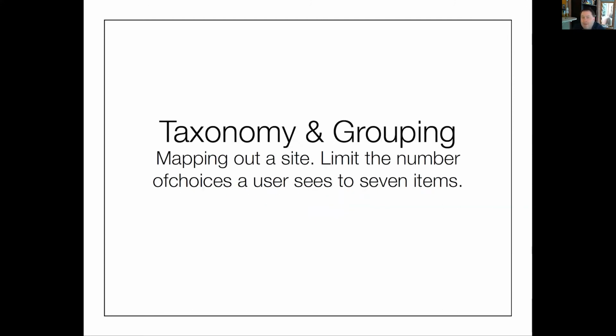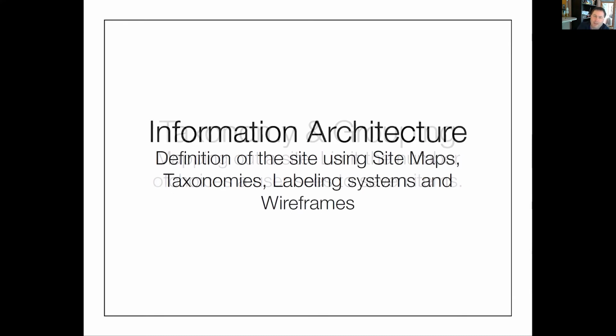All right, mapping out a site is essential. Limit the number of choices the user sees to 7 items. What we mean by that is you just don't want to overwhelm somebody with the amount of information that's on there. If you absolutely have to, that's what a search bar is for. But as far as navigation goes, you want to limit it to at the most 7 particular items. 7 items across, and then you could drop down from there with drop down elements. Any more than that just tends to get really confusing.